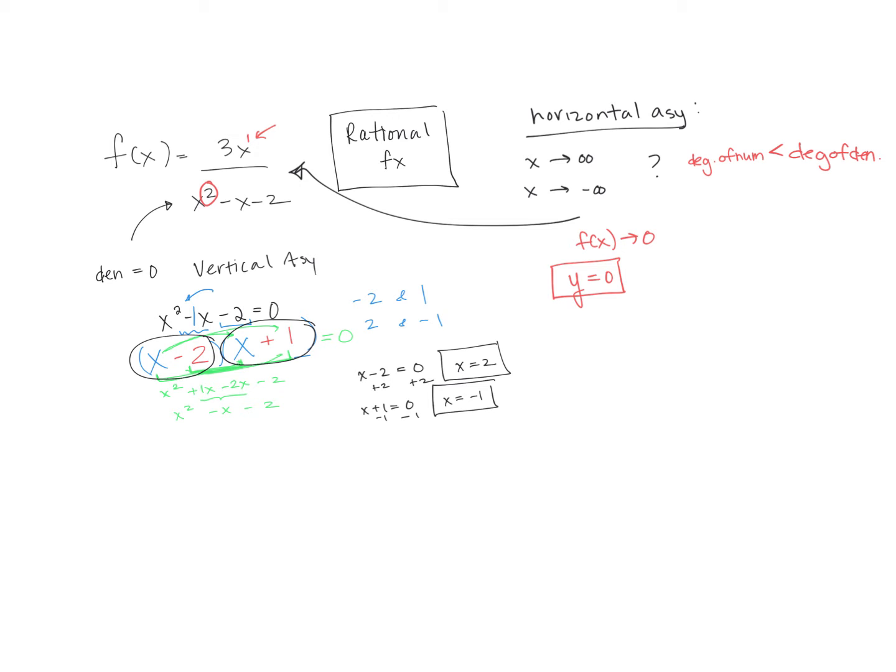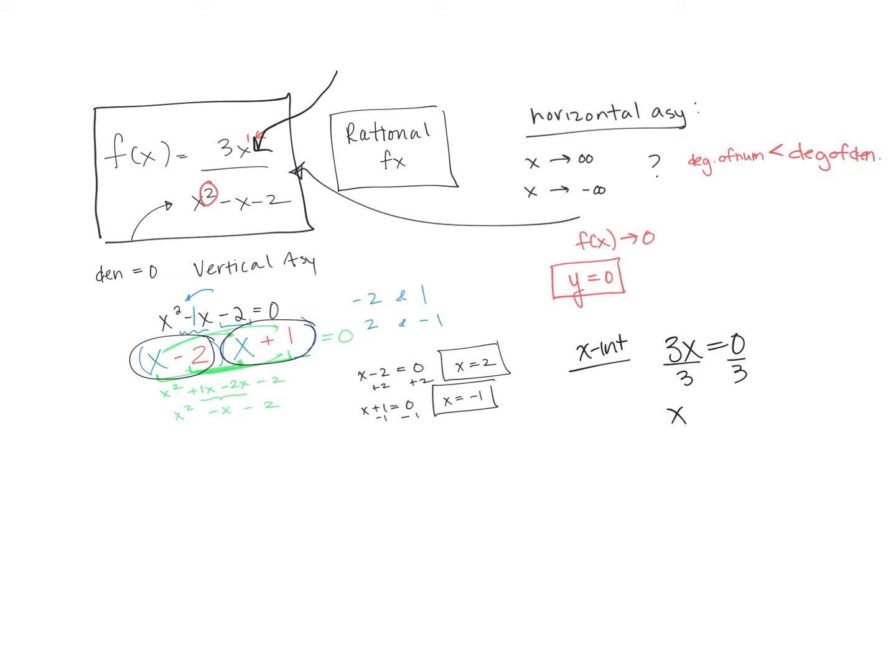The next thing that I'd want to find is some intercepts. So remember, if I want to find the x-intercept, that's really saying, well, when's my function equal to 0? And a function that's a fraction is only equal to 0 if the numerator is. So we'll set 3x equal to 0, divide by 3, divide by 3. We get x equals 0 is our x-intercept.